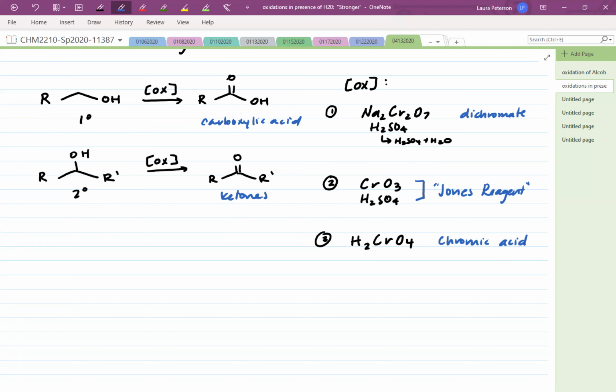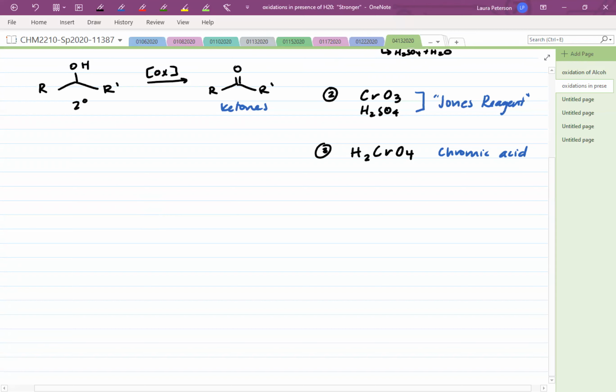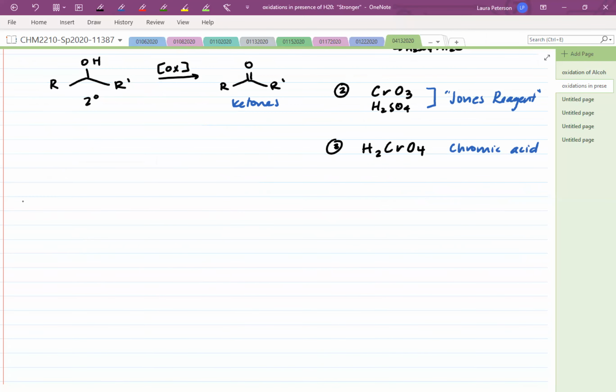So all three of these oxidation conditions would give us carboxylic acids from primary alcohols, and they would give us ketones from secondary alcohols. We're going to distinguish them away from the other oxidations we'll learn here in just a minute, as they are in the presence of water. We see that either through a solution of sulfuric acid in water or chromic acid, which would also be made up in water. Okay, so before we look at our next oxidation condition, I want to go ahead and take a look at an example or two. Okay, so our first example is here.